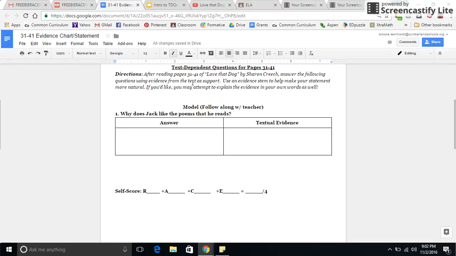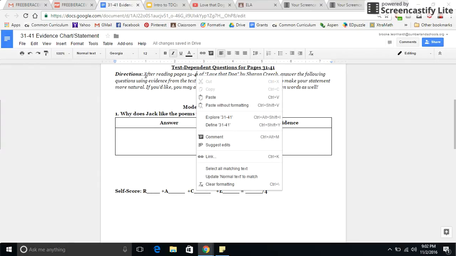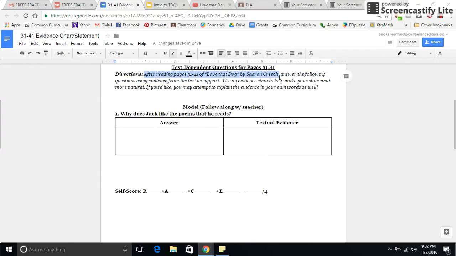Let's check it out. After reading pages 31 to 41 of Love That Dog by Sharon Creech, answer the following questions using evidence from the text as support. Use an evidence stem, that's that resource sheet in your folder, to help make your statement more natural. If you'd like, you may attempt to explain the evidence in your own words as well.